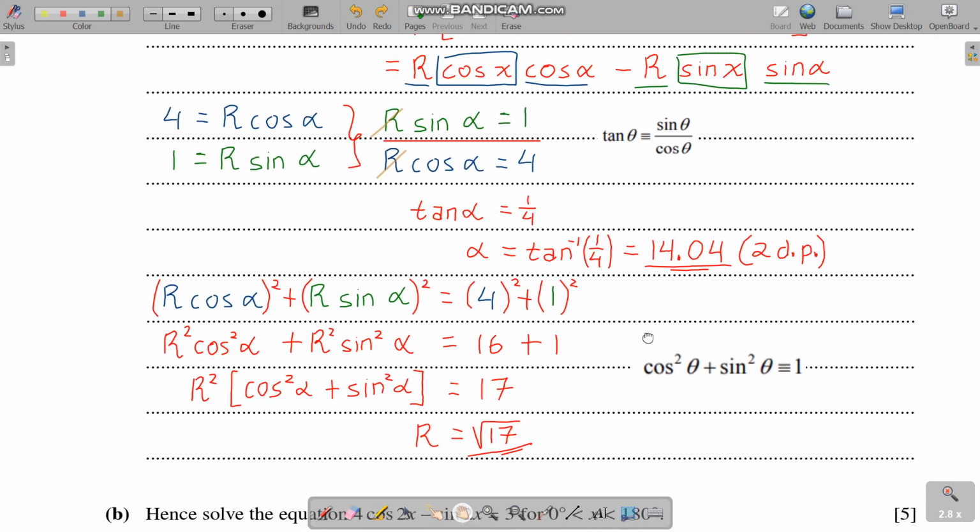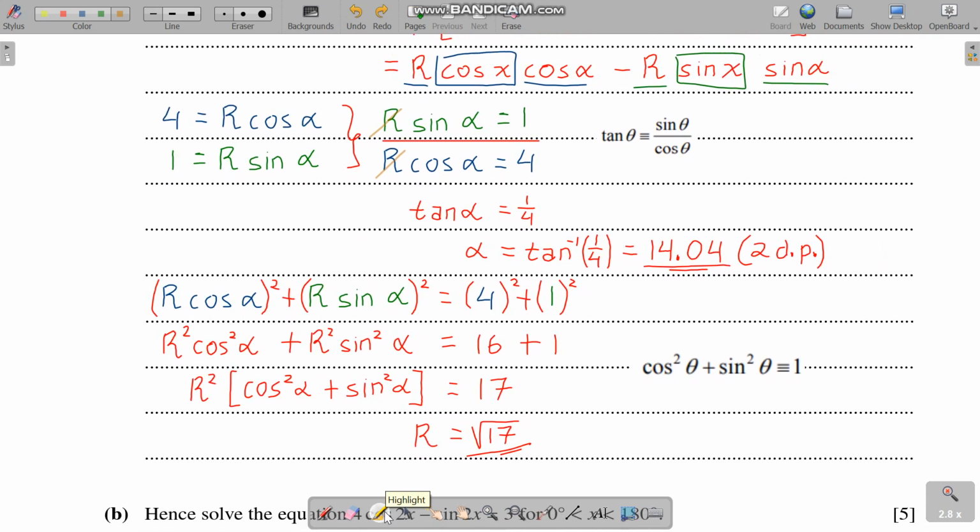And to find R, we can square the values of R cos alpha and R sine alpha and then add. So when we factor out the R squared, we have cos squared plus sine squared, which, according to MF19, is 1, the Pythagorean identity. So we have only root 17 for the value of R.